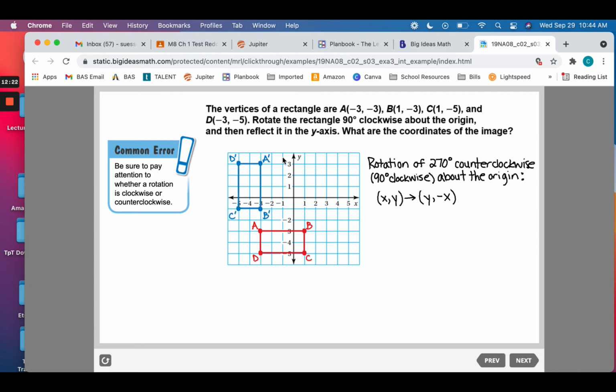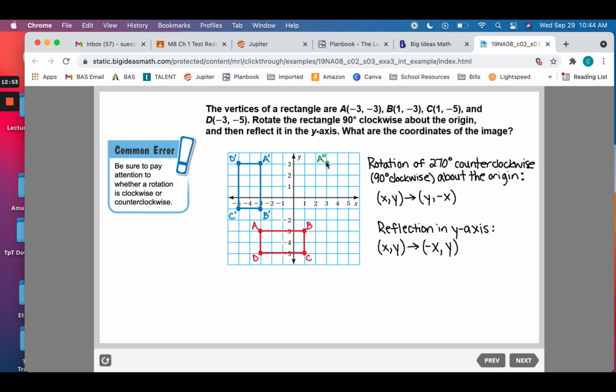Okay, now we've rotated it. The last thing is to reflect it in the y-axis. What was the rule for reflection across the y? Samuel? You make the x opposite of what it was. Absolutely. You change the signs of the x. So for A, my new A is at negative 3, negative 3. No, negative 3, positive 3. The x changes to a positive 3, so it's going to go over here.